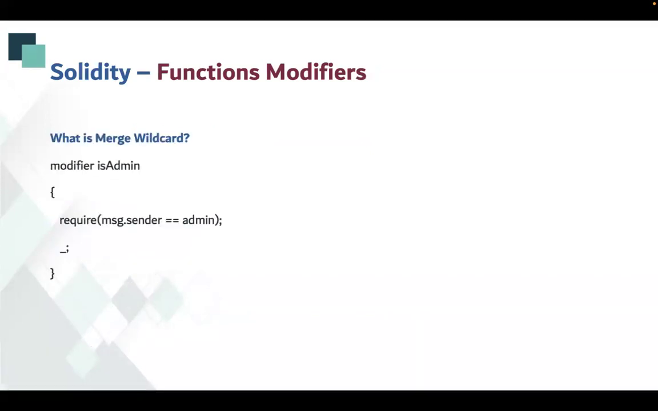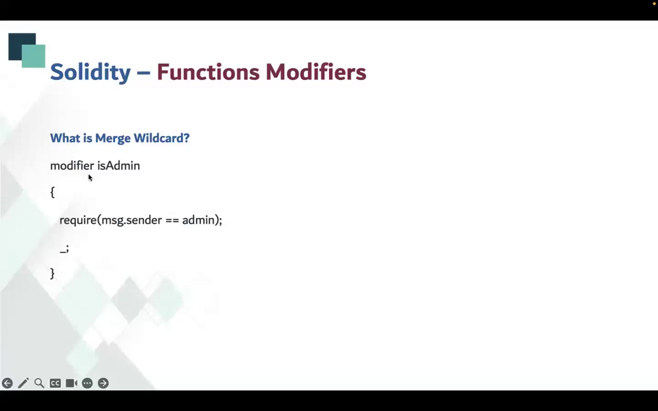Now, before going deep into modifiers, let's illustrate an essential component of Solidity modifiers known as the merge wildcard. What does it mean? This feature plays an important role in defining the execution flow of the function with its associated modifier. In Solidity, the merge wildcard is represented by an underscore, as you can see here. It indicates the point at which the function's own code should execute during the modifier's execution.